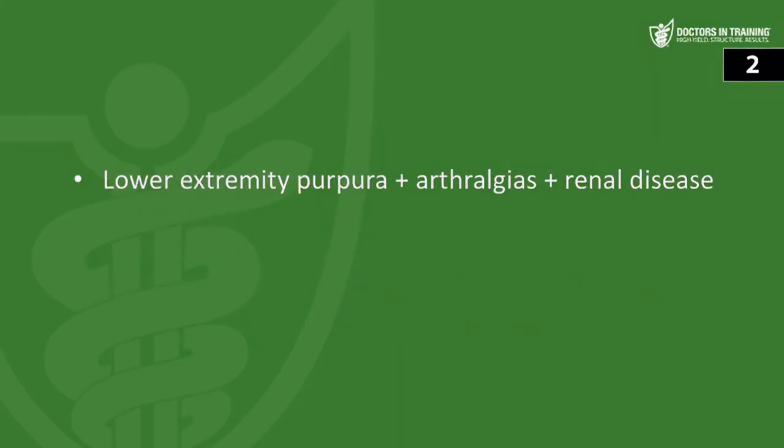Lower extremity purpura, arthralgias, and renal disease. That's going to be Henoch-Schönlein purpura, which is a type of vasculitis. All right, guys, that brings us to the end of our warm-up. Let's get to that lecture.